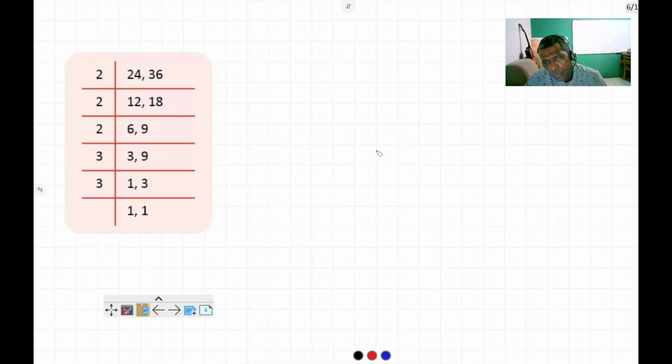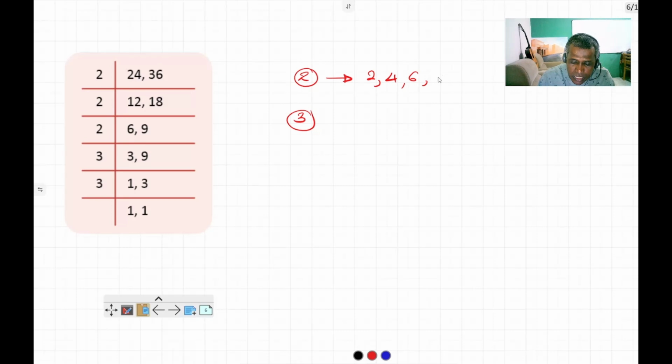Is there any other way to find the LCM of numbers? For example, previously I took two numbers, 2 and 3. Multiples of 2 are 2, 4, 6, 8, 10, and like that. Multiples of 3 are 3, 6, 9, 12, 15, and so on. Which one is the least common one?